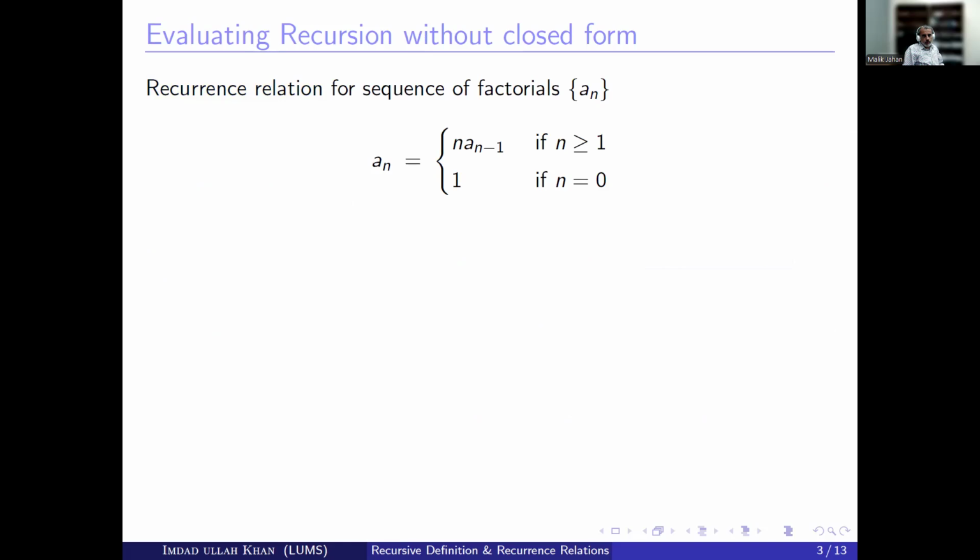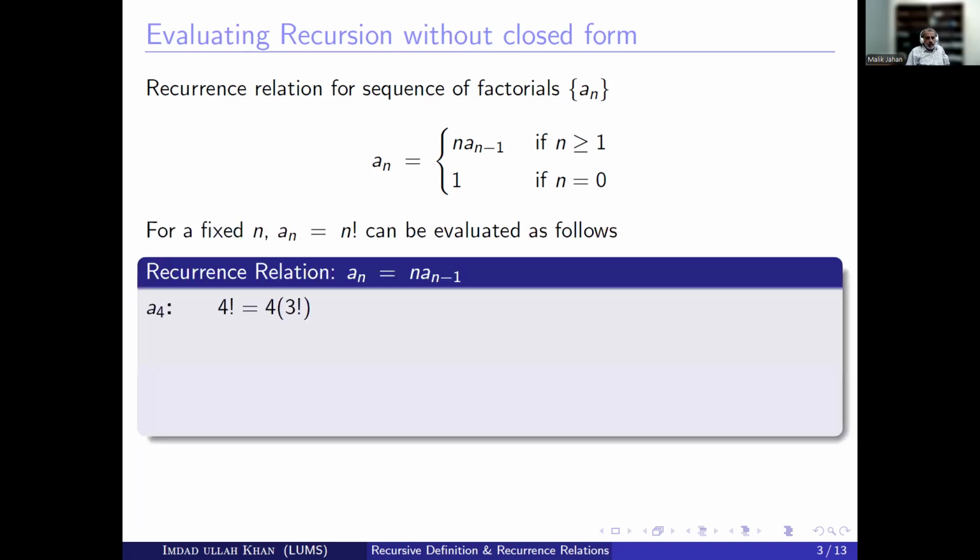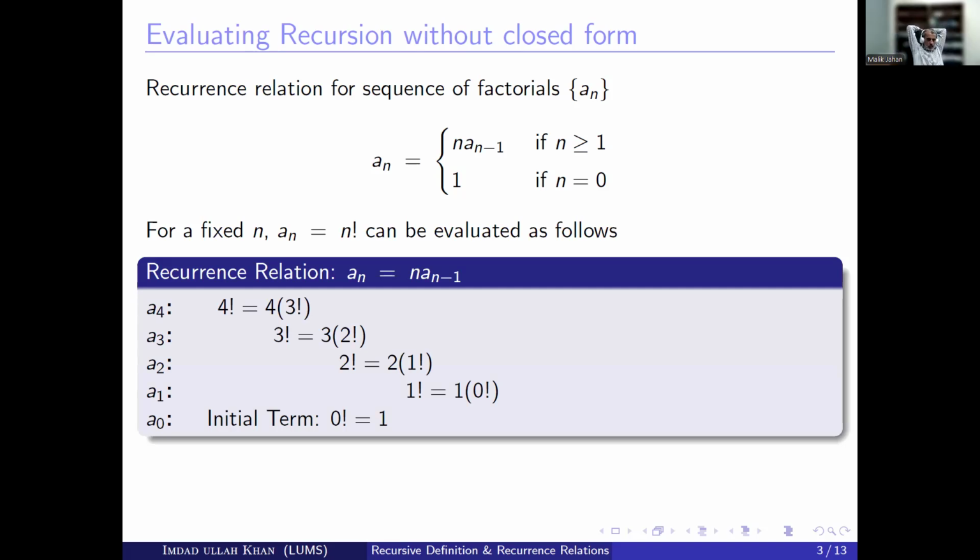So if you look over here at a recurrence relation for a sequence of factorials, n factorial can be computed as factorial of the previous integer times n. And each recursive call will keep on calling the function on its smaller parameters, until we reach the initial term, which is the base case.